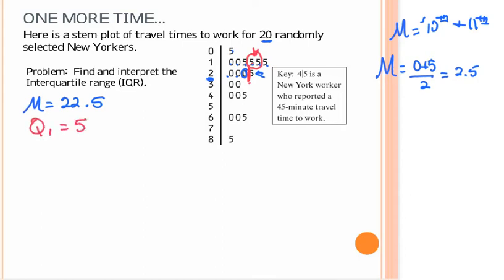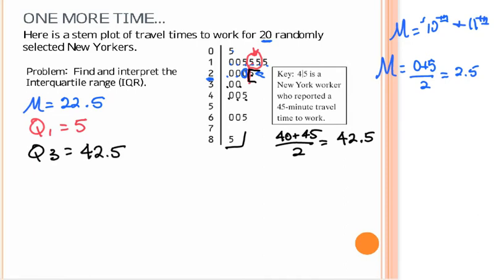Here's our upper set of data, including the 5, all the way to this 5. So 1, 2, 3, 4, 5, 6, in between 5 and 6. So again, this is going to be 40 plus 45 divided by 2, which is 42.5. So quartile 3 is 42.5.